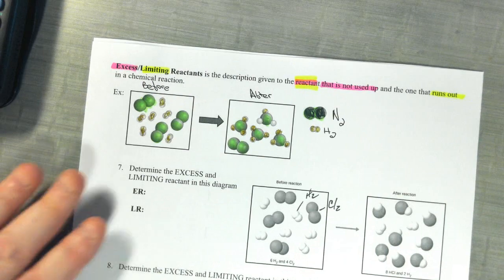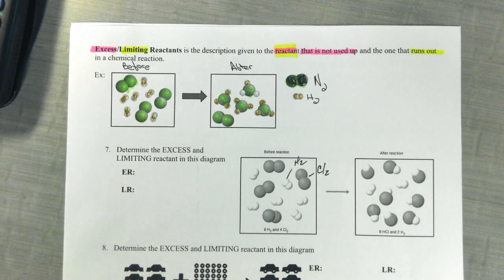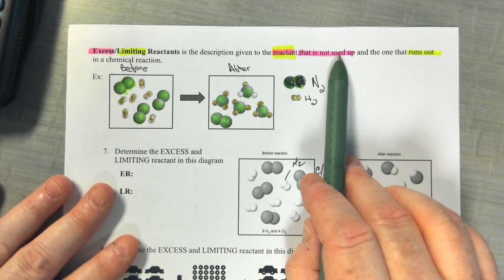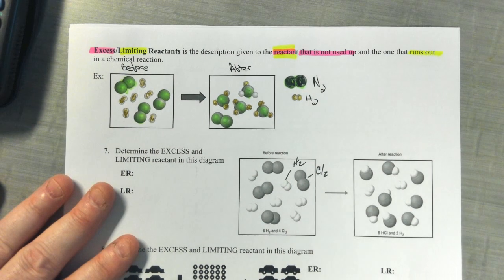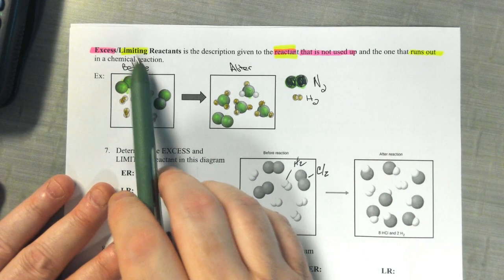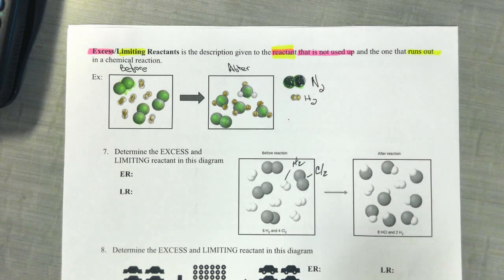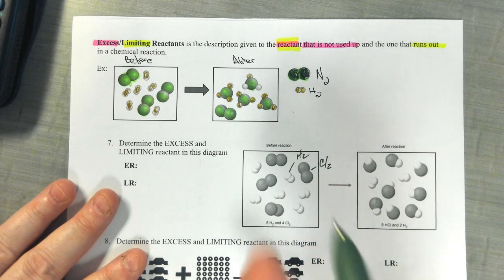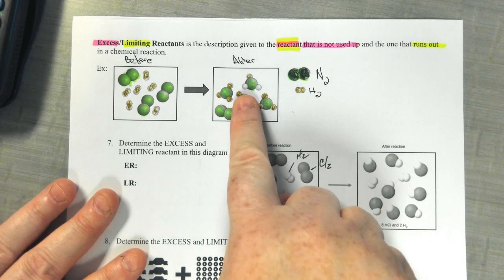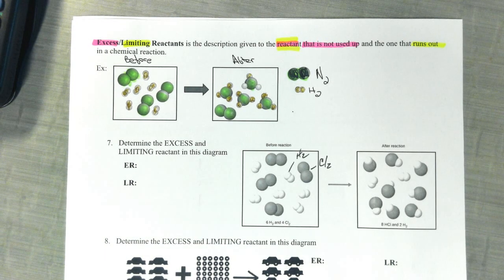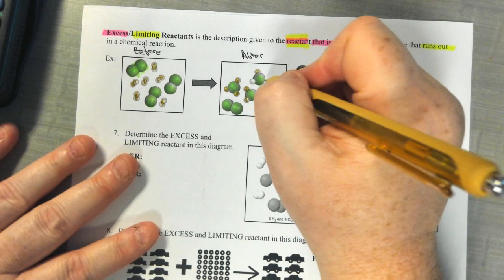Okay? So what is excess and limiting reactant? Well, it's just what it means. Excess reactant is the reactant that is not used up. We have it left over after the reaction. The limiting reactant, I also highlighted that, is the reactant that runs out or that's used up. Okay? So looking at pictures, you just got to look at what got used up and what didn't. And I just realized I didn't color in these 2 hydrogens. So let me do that real quick. So what got used up is the limiting, and what didn't get used up is the excess.